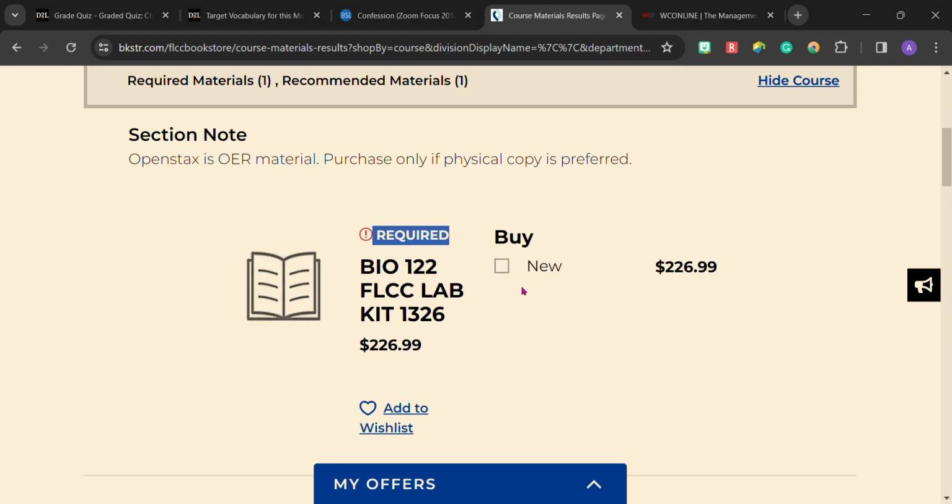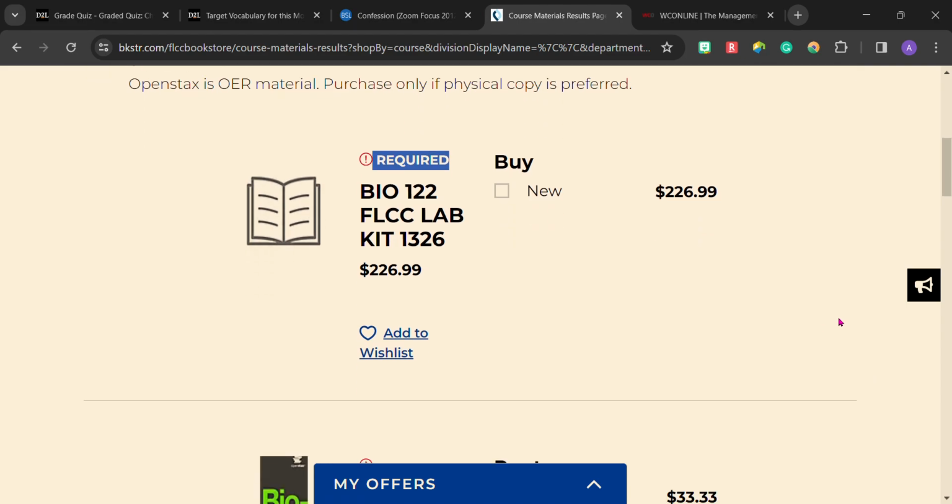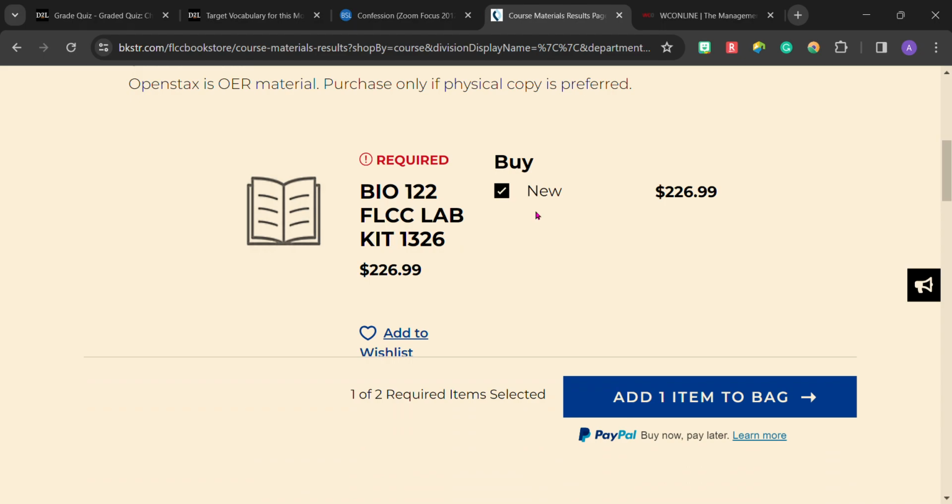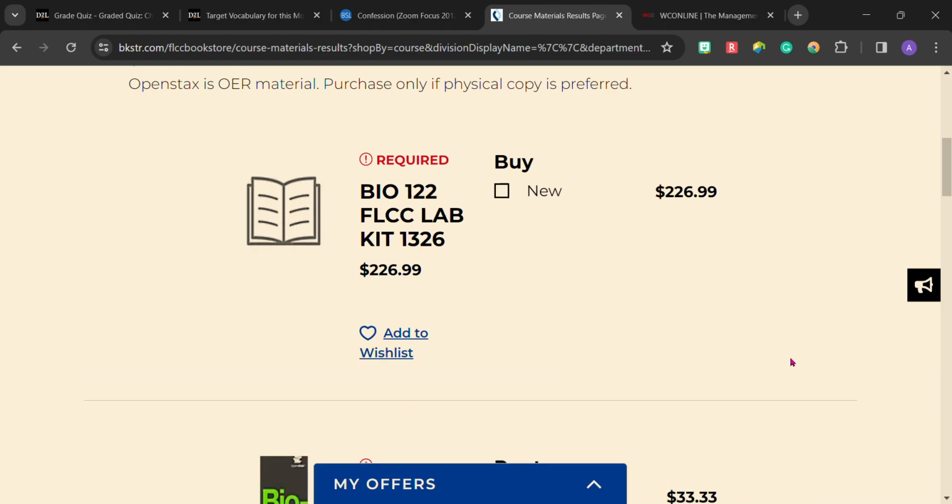The price is right here. It's required. You can't get it anywhere else. Just a tip. So that needs to be purchased through the FLCC bookstore. You can only purchase it new as well.